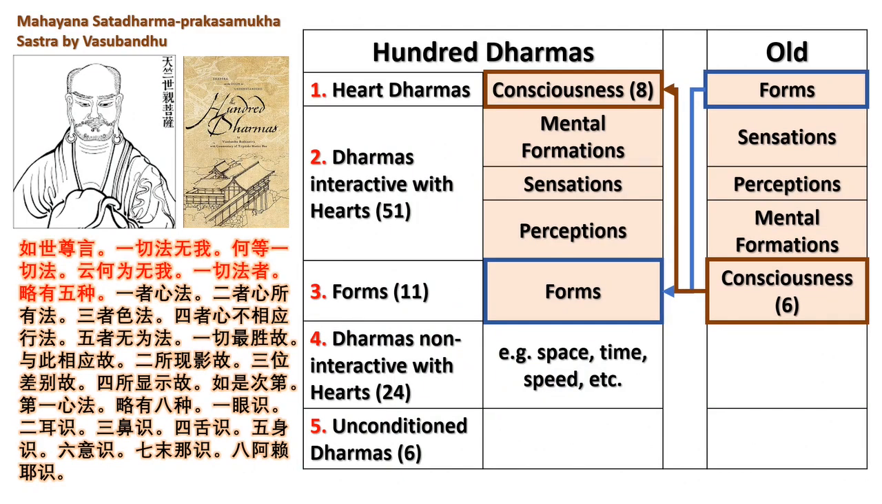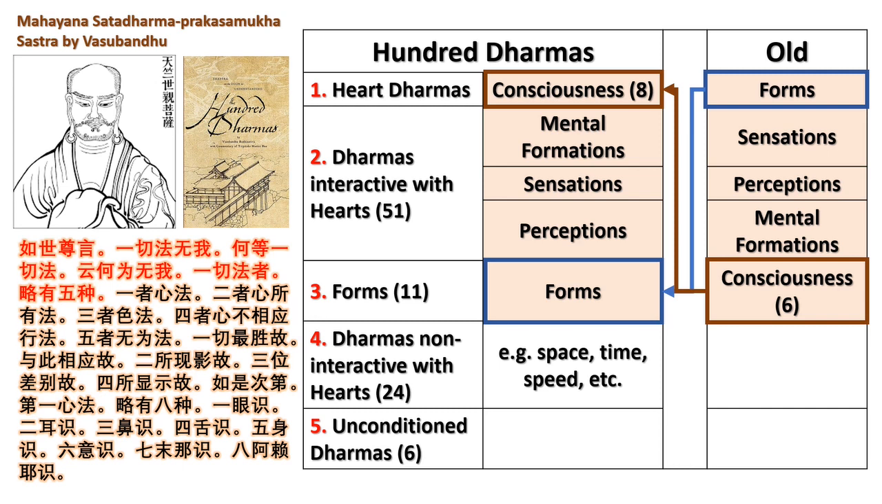900 years later, Vasubandhu, who is a key founder of the Yogacara Buddhism, introduced a new sequence in his famous work called the Mahayana Sattadharma Prakasamukha Sastra. It is otherwise known as the 100 Dharmas. In 100 Dharmas, Vasubandhu placed consciousness as the first position, as it is the most important. Additionally, instead of 6 consciousness, there are now 8 consciousness. They are said to control everything.